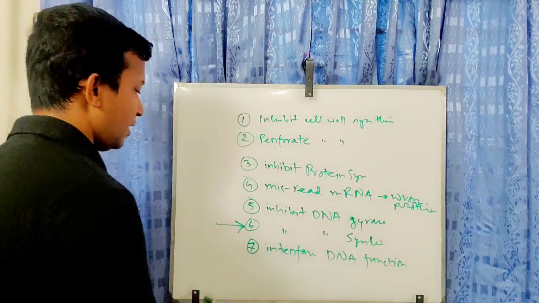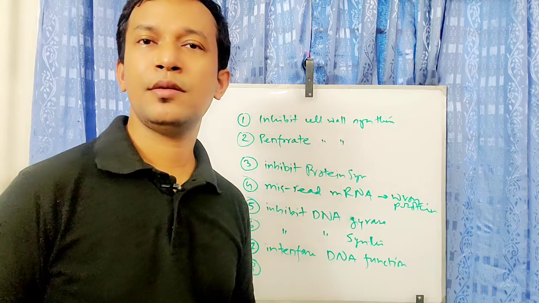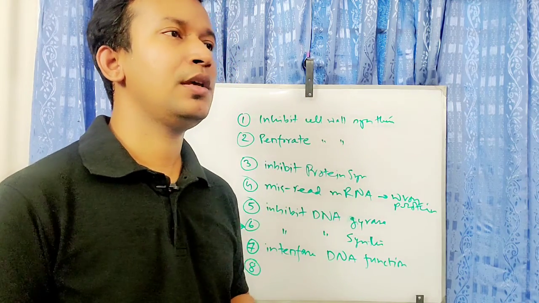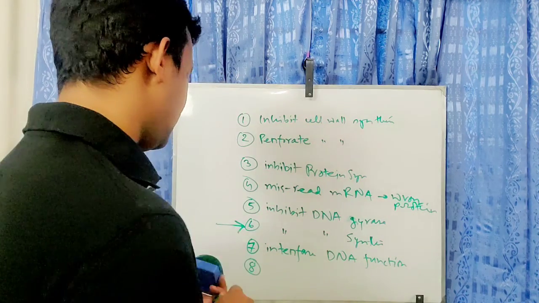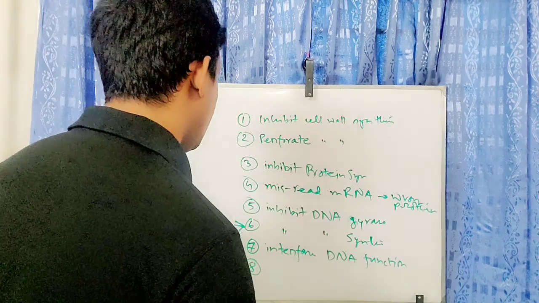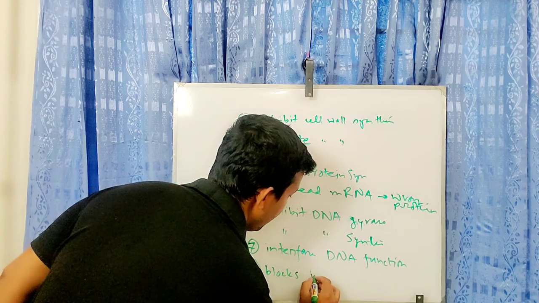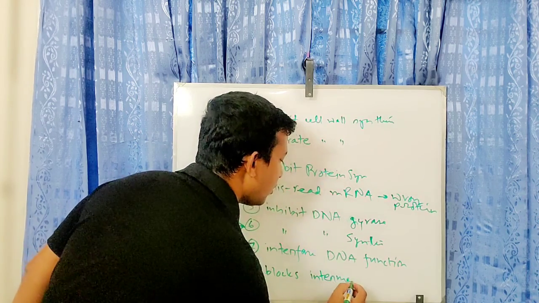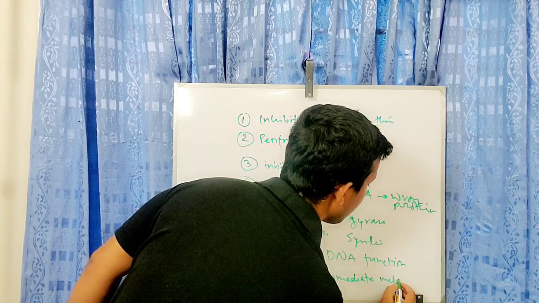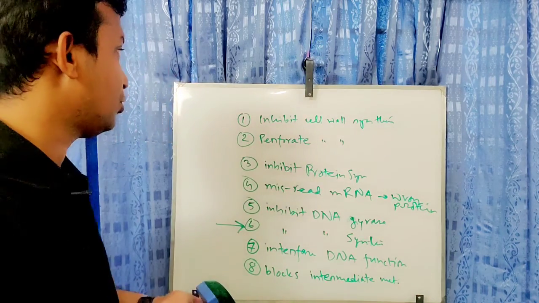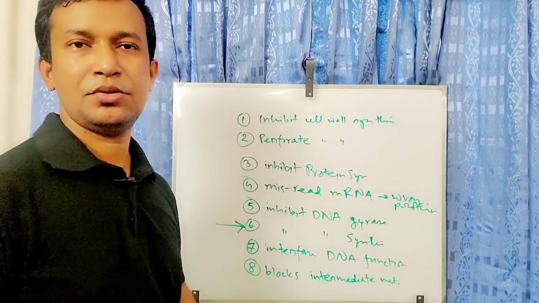And the last one is that they block intermediary metabolism. I mean, in between they may have different kinds of biochemical processes or reactions where these antibiotics or these agents can play a role. So they block intermediate metabolism. So these are the 8 classes of antibiotics based on the mode of action.